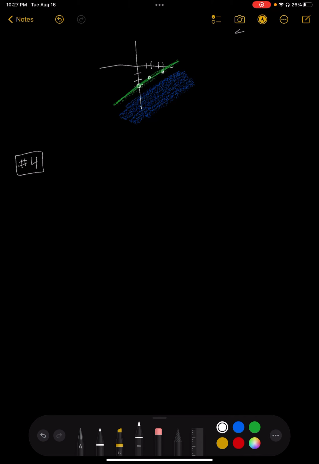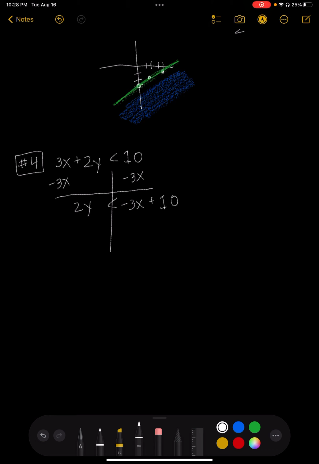Let's see, so this time I want 3x plus 2y is less than 10. Okay, so once again, we're going to convert this to slope-intercept form. So we're going to subtract 3x from each side. We get 2y less than negative 3x plus 10. Then we want to get y by itself, so we're going to divide both sides by 2. This time, because we're dividing by a positive number, the inequality does not switch, so it'll stay that less than.